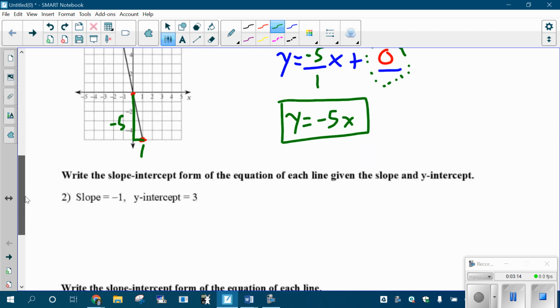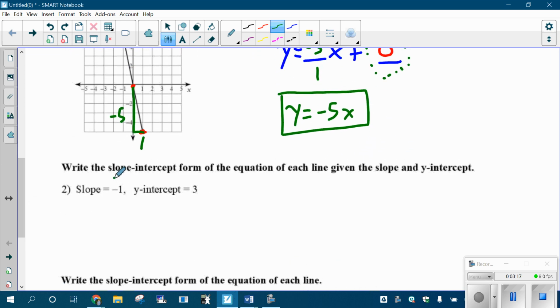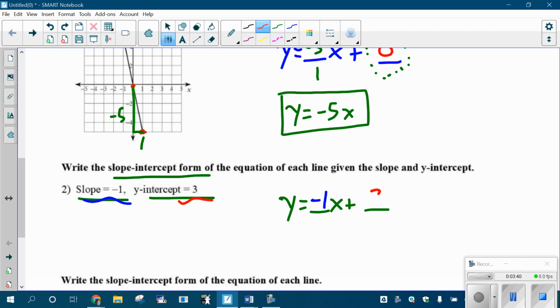Okay? Let's do another one real quick. Write the slope-intercept form of the line with the given slope and y-intercept. Well, this is as easy as it gets. They told me the slope, and they told me the y-intercept. I can write this in y equals mx plus b form. Y equals, it's going to look like this. I'm going to toss the slope in right there. Boom. I'm going to toss the y-intercept right there. Boom. And I'm done. You might just see it written as y equals -x plus 3.